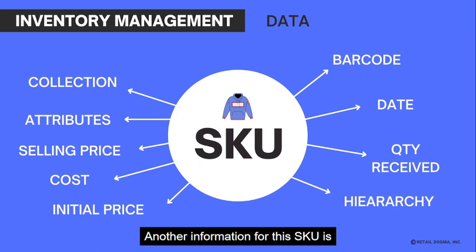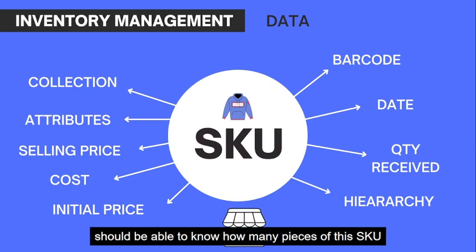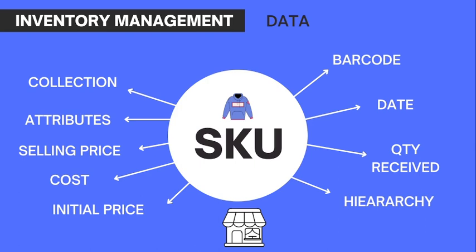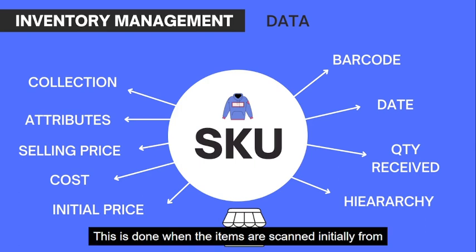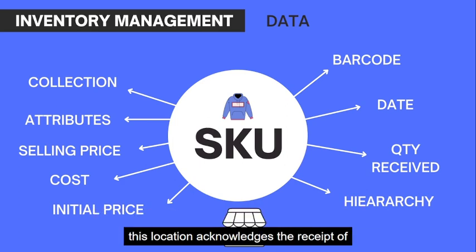Another piece of information for this SKU is the location. At any given time, we should be able to know how many pieces of this SKU are available at the warehouse and at each store location. This is done when the items are scanned initially from the warehouse and are sent to a specific location. Then this location acknowledges the receipt of those items. So now those SKUs are being kept in the books of this store.